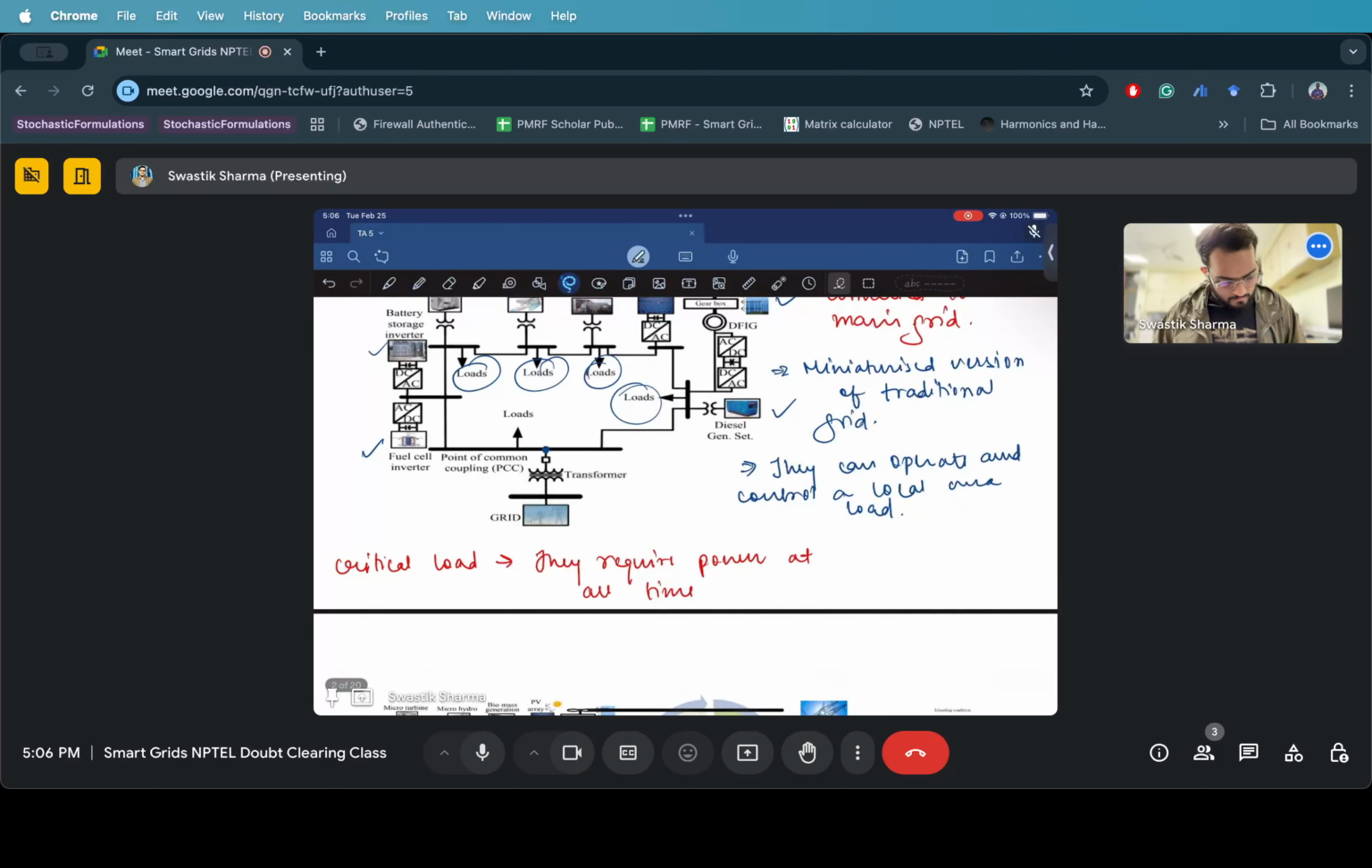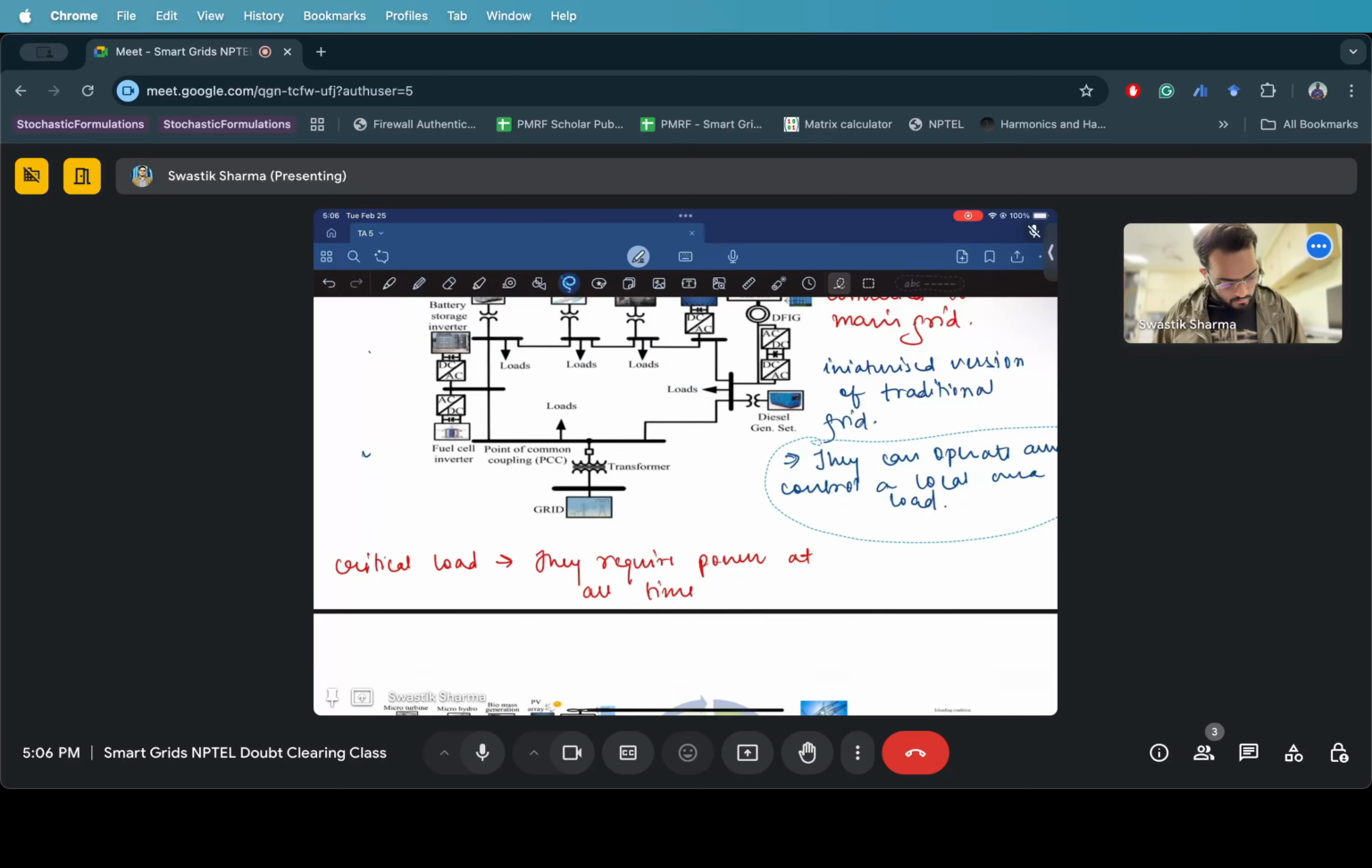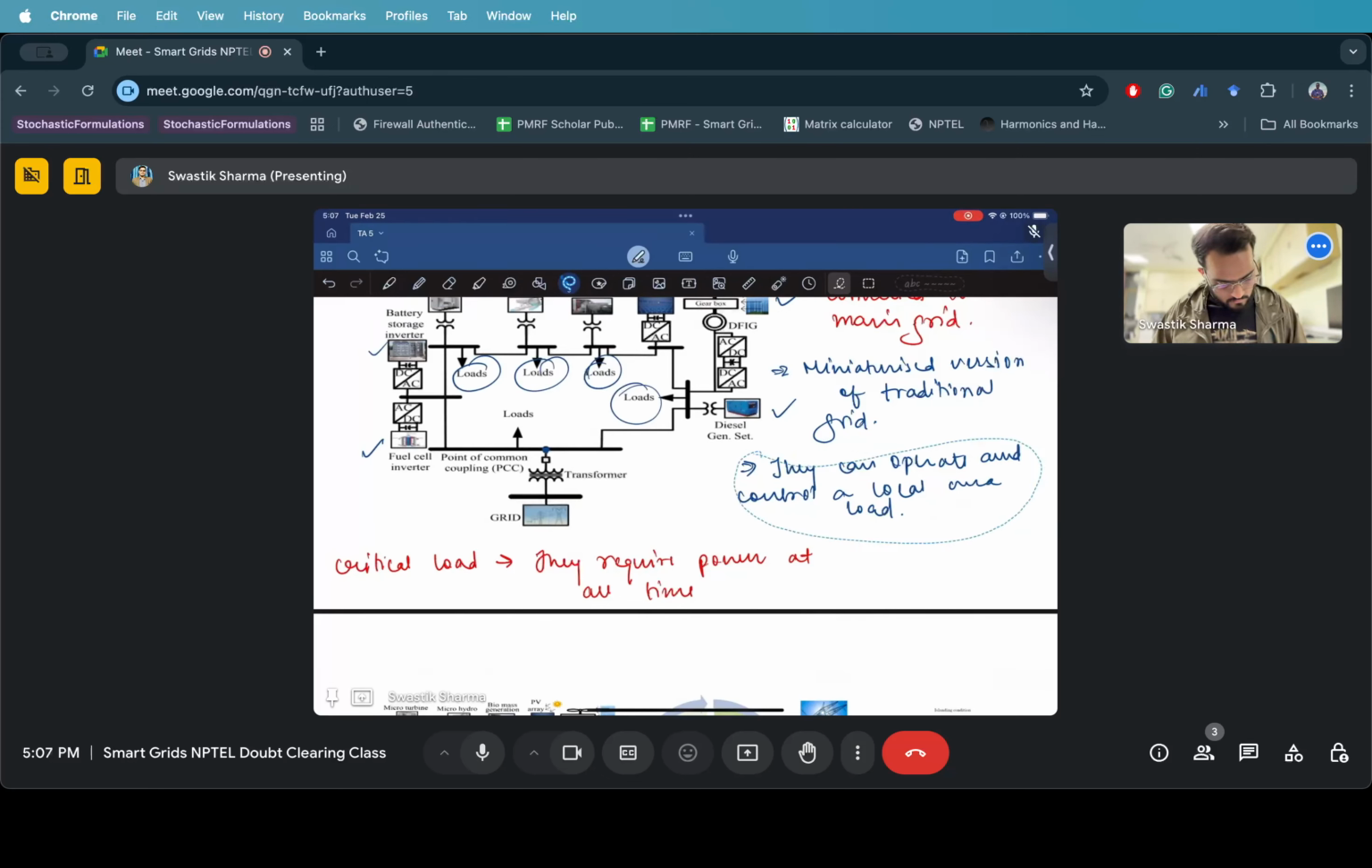So, benefits. One, it increases resiliency. What I mean by resiliency is the ability to sustain outages, right? Let's say there is a power system outage, like what happened during 2012. So there are critical loads. To power them, we can have these microgrids, which can act as a resilient infrastructure to empower critical loads during times when there is an outage in the main grid, right?